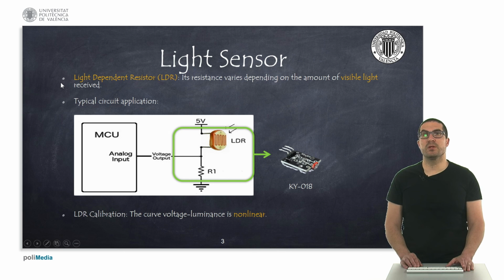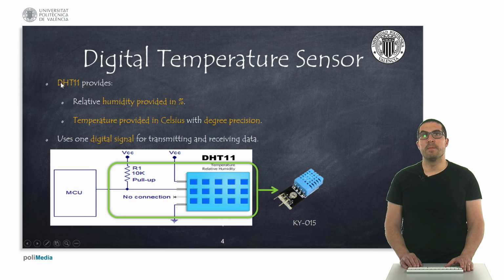Here you can see also one of the most known modules, which is the KY18 module, which already provides all the necessary electronics and 3 pins for providing the power supply, the ground, and the signal itself. It might require calibration because the relation between the voltage and the luminance is non-linear, but this depends on your application. If you really want to measure the luxes, you need to calibrate it, and then it's a different procedure.